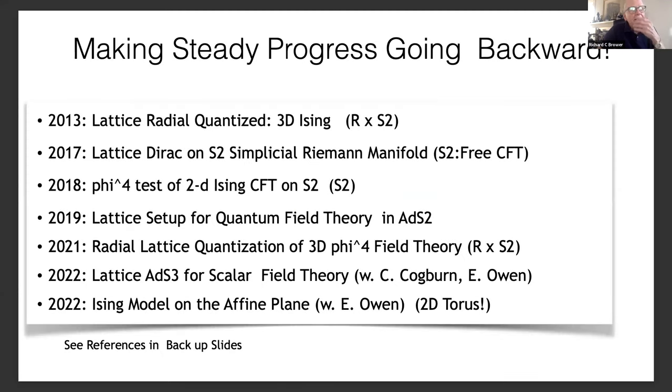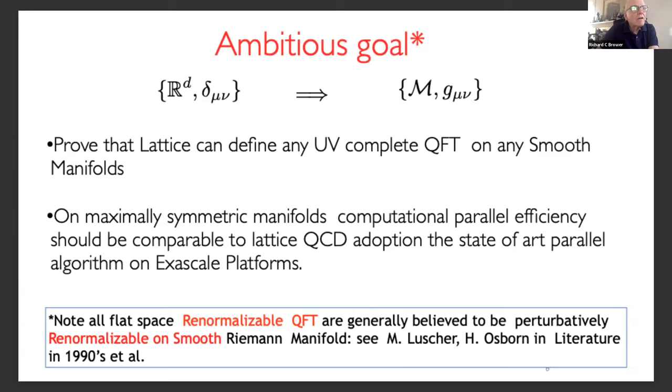Okay, now we've made a series of calculations, and the point that I'd like to say is that our goal, this is the grand goal. Our goal is that we should have any smooth manifold, and we should be able to make a lattice equivalent to it and take the continuum limit. Now, one reassuring thing is that it is true.